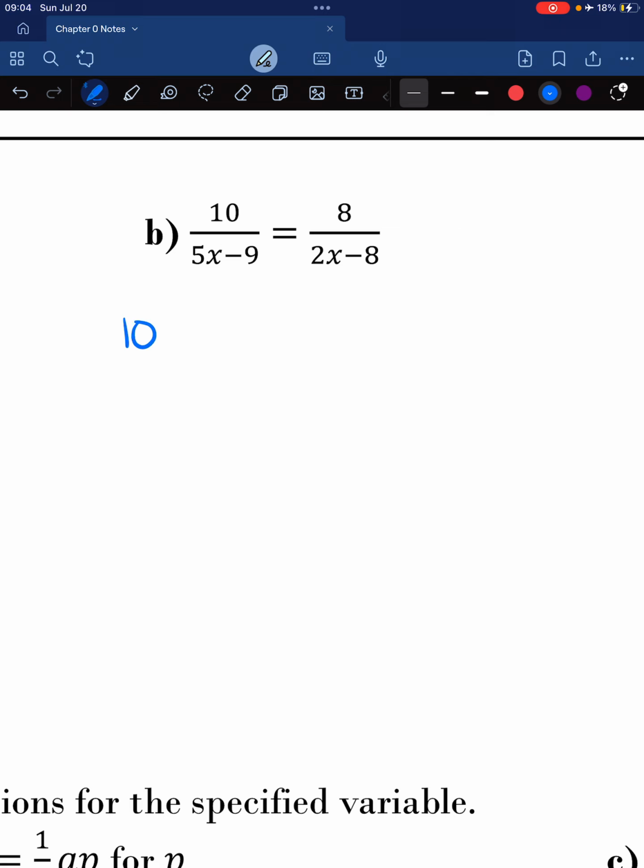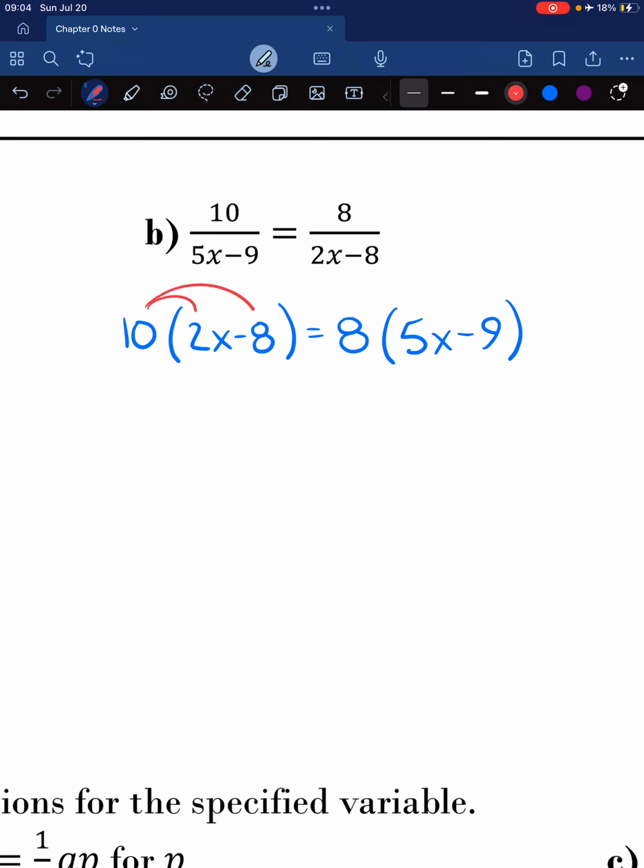Okay, so again, we can think of this as cross multiplication, but really all I'm doing is multiplying both sides by the denominators. So we end up with 10 times 2x minus 8 equals 8 times 5x minus 9. I am going to go ahead and distribute both sides. Yes, there are other viable options.